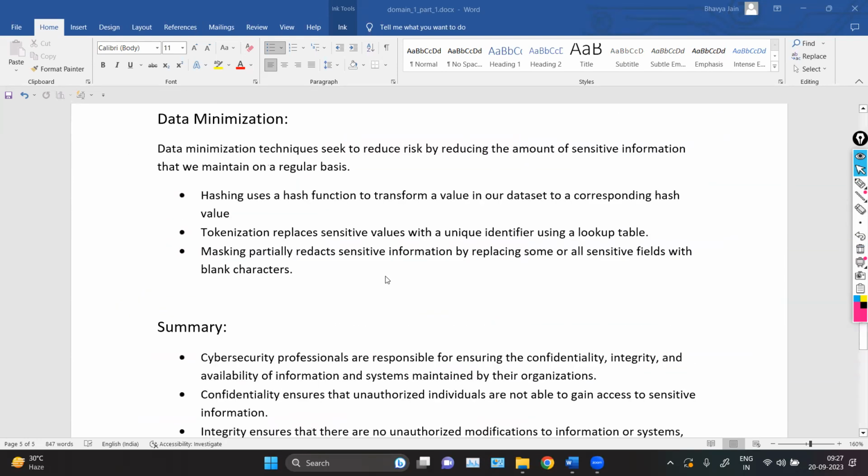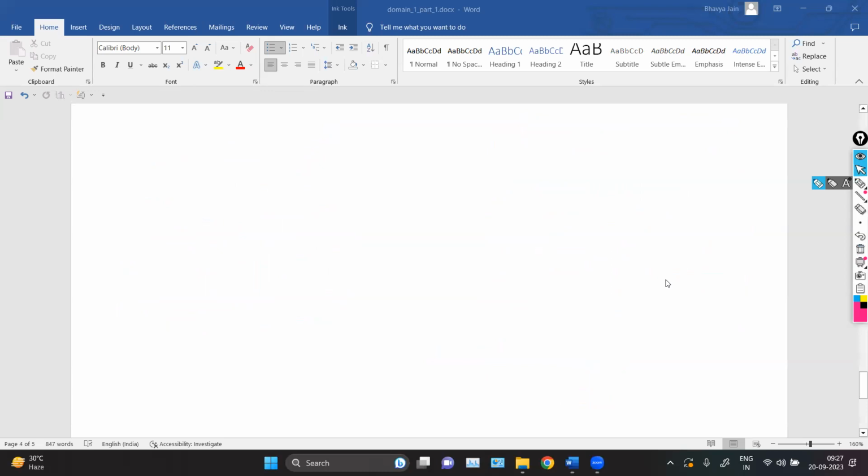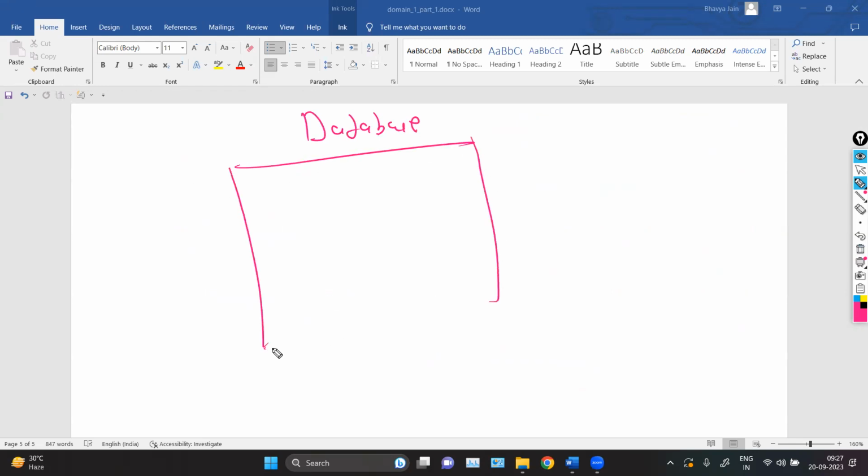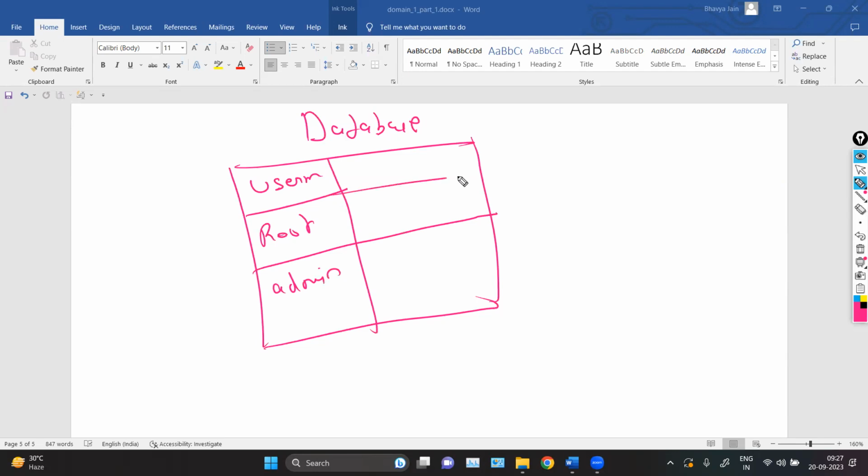And then we have hashing. Hashing is a process of converting your data into hash values with the help of algorithms. This is also similar to tokenization, but in hashing, let's say this is your database, and inside your database we have the usernames, for example root and admin, and there's a password.